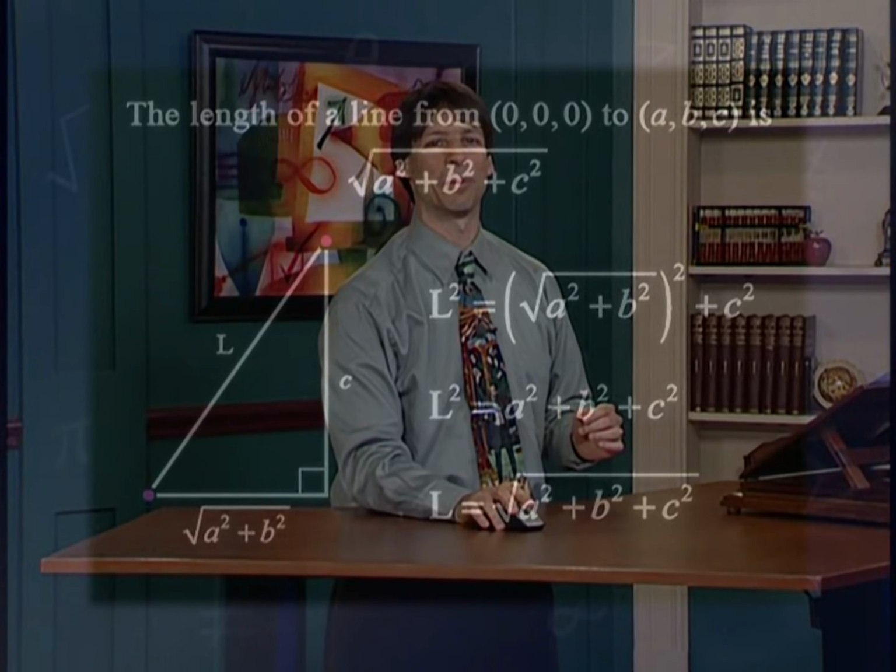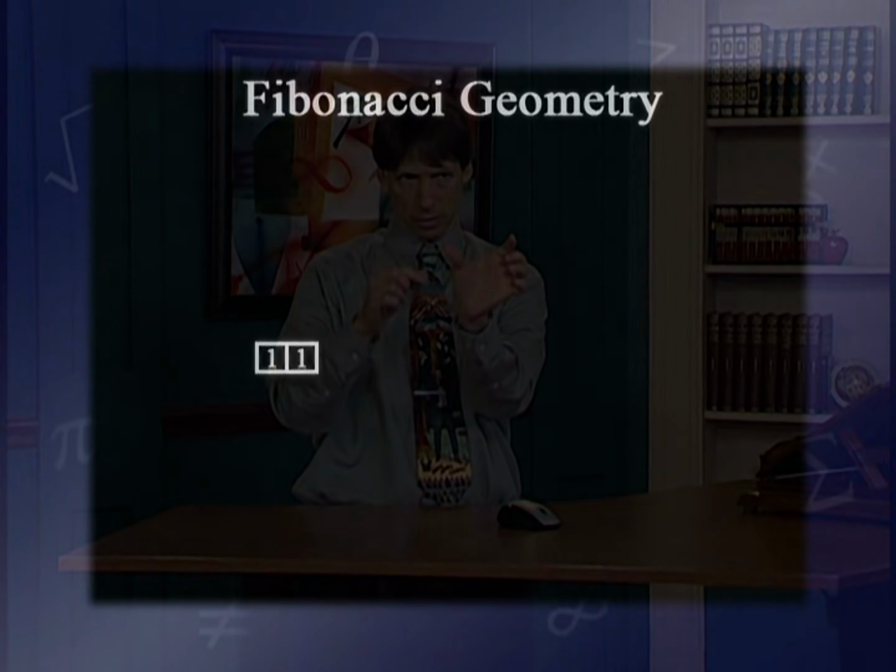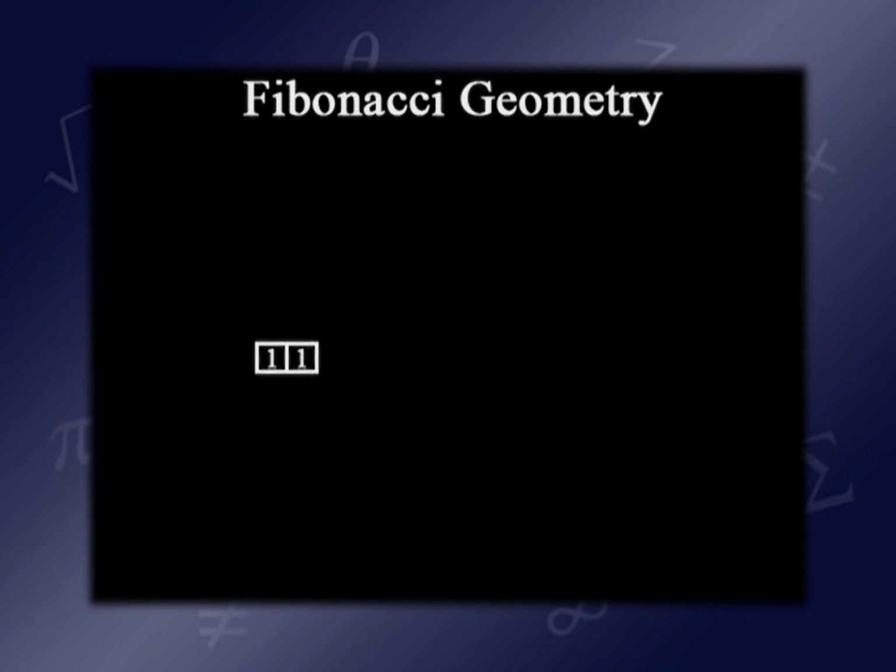Let's do one more problem. I think this one's a fun one to look at. Imagine I start off with 2 squares, each of length 1, and I put them next to each other. Okay, so each has length 1, and therefore they are 1 by 1 squares with an area of 1. Put them right next to each other. And now I'm going to build on that rectangle to create another square that's 2 by 2.